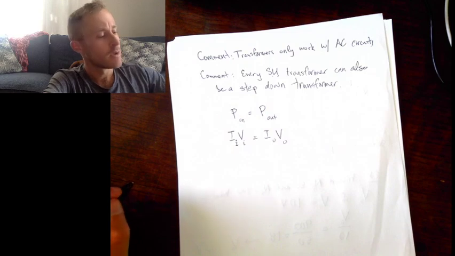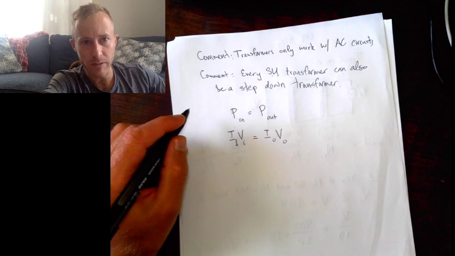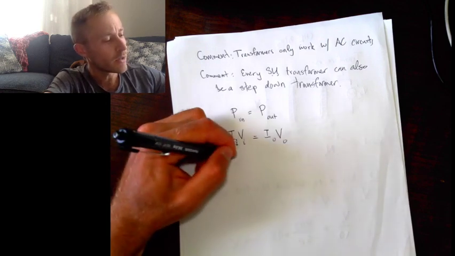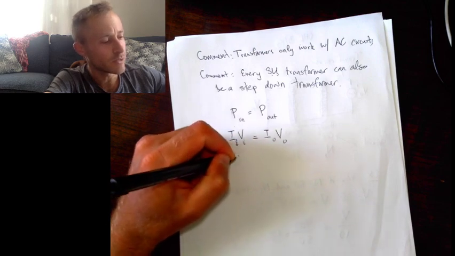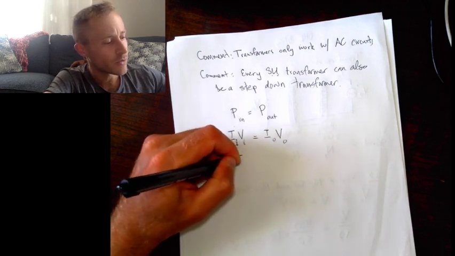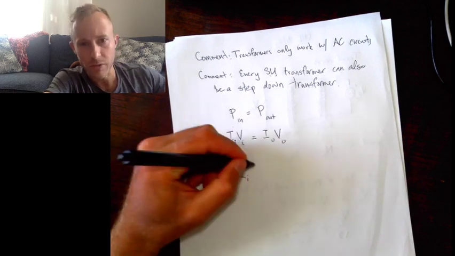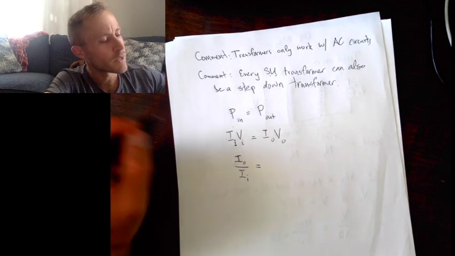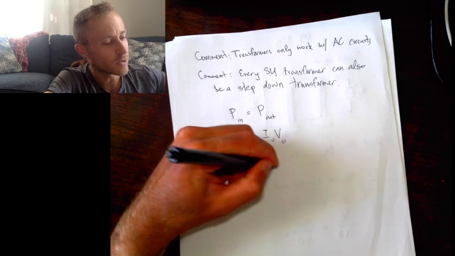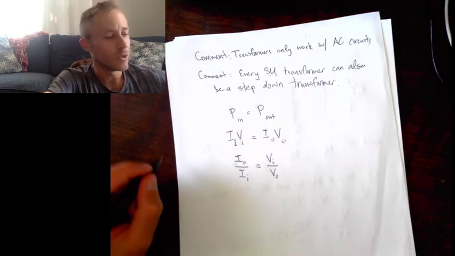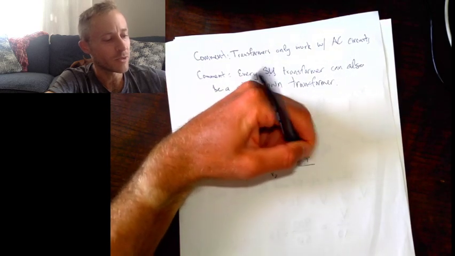Okay. So I can take this and I can multiply stuff around, and so what I would get is I out over I in. So current out divided by current in is going to be equal to voltage in divided by voltage out, which is number of turns in the primary divided by number of turns in the secondary.